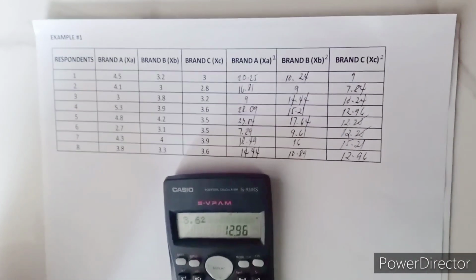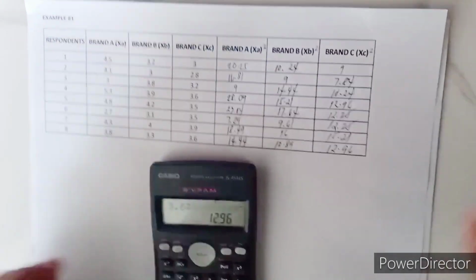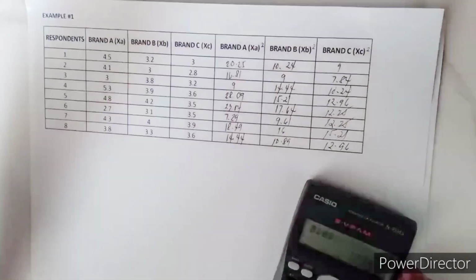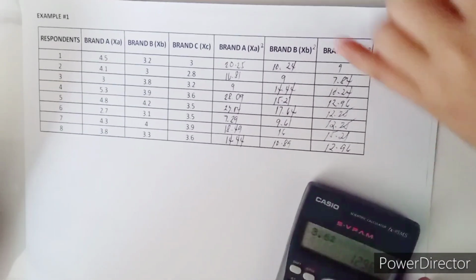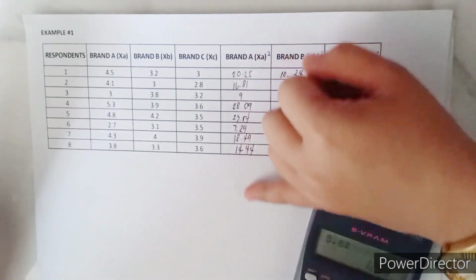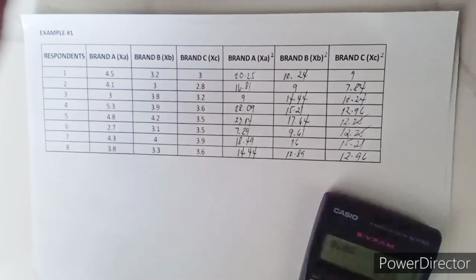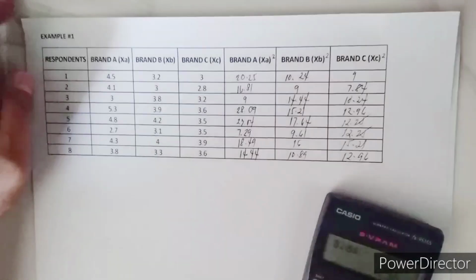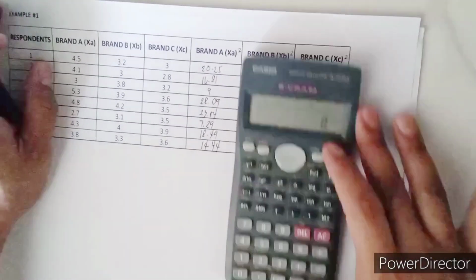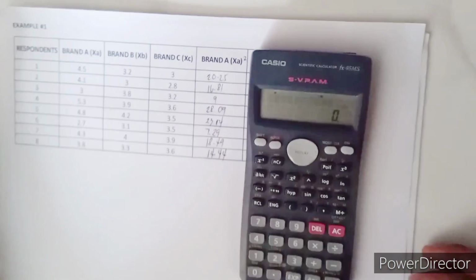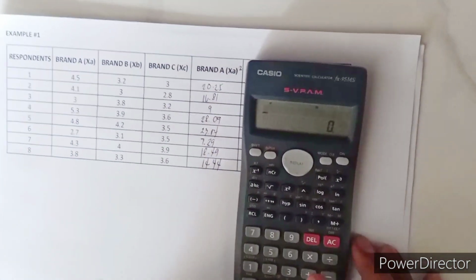Next step natin, Sir Jason, is isosolve natin yung summation. Kapag sinabing summation is add. So, i-add natin lahat ng sagot kay brand A squared, kay brand B squared, and brand C squared. Unahin natin yung A squared. Nakita mo, ma'am? Yes, ako mag-dictate na lang.